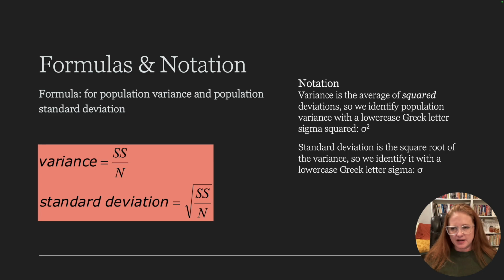So yes, we identify population variance with a lowercase Greek letter sigma squared. Sigma is that little fancy O with a curly cue up top, squared. Standard deviation is just the Greek letter sigma. Just a little circle with a curly cue on top. Okay.